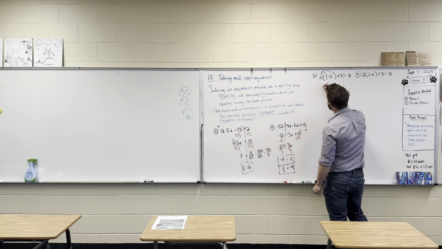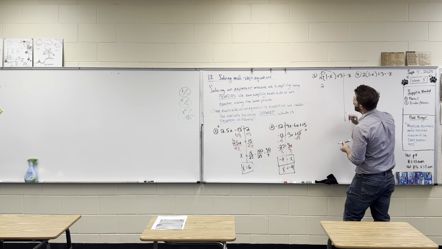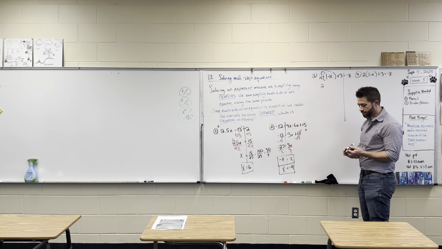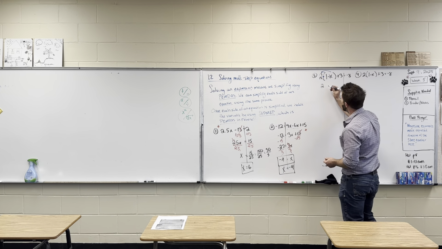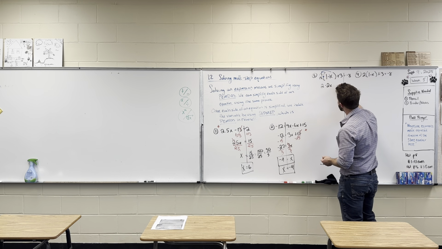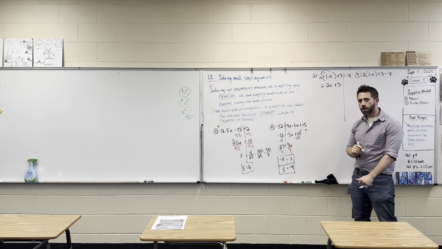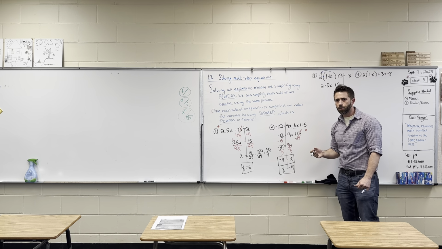2 times 1 gives me 2. And I know in front of this x there's an invisible 1, so that's actually a negative 1x. So 2 times negative 1x is negative 2x. And then, do I distribute to that 3? No. That is not in the parentheses, so it's not implied multiplication.